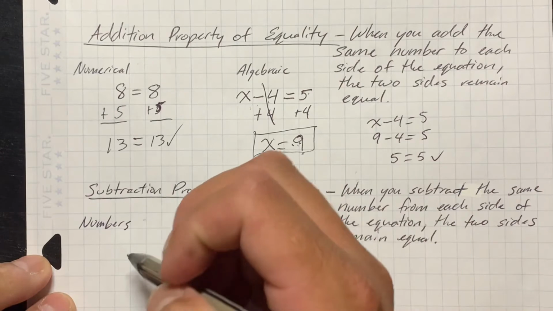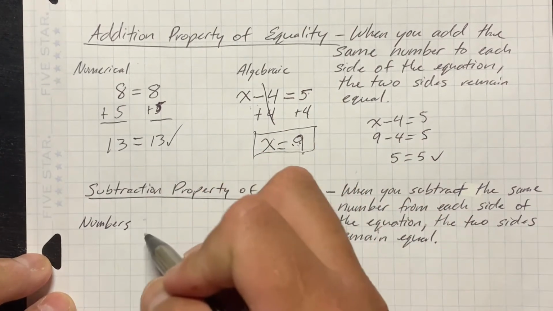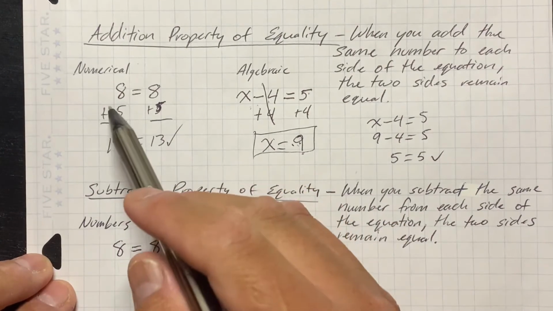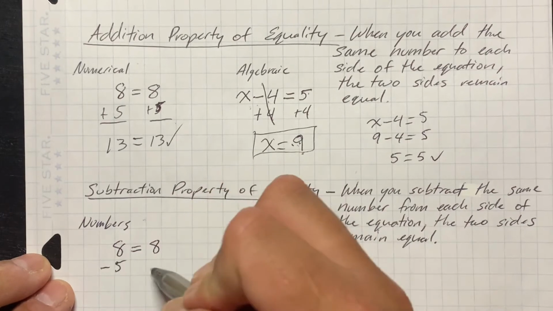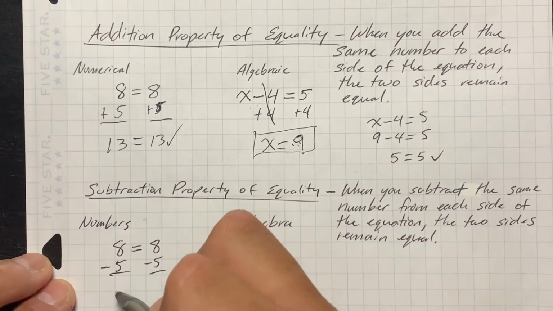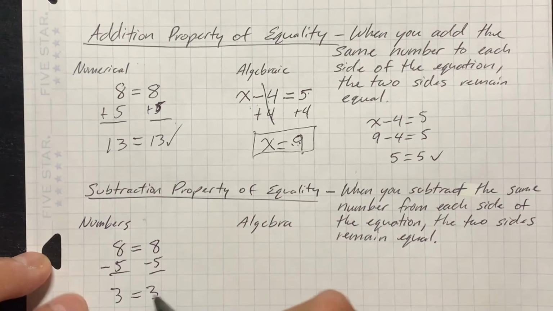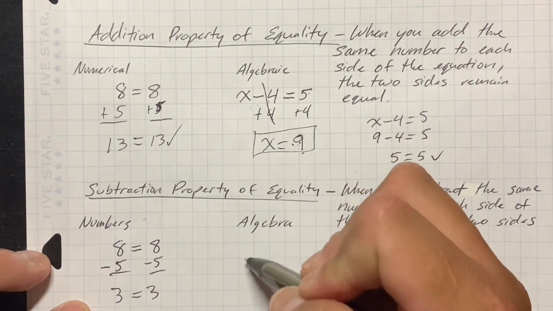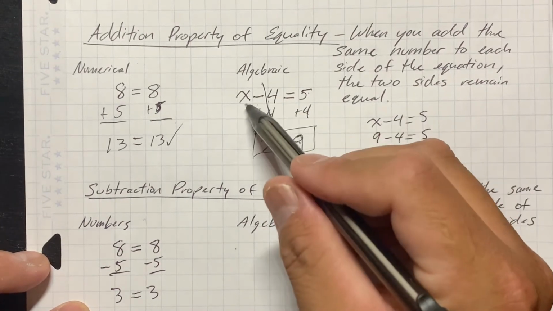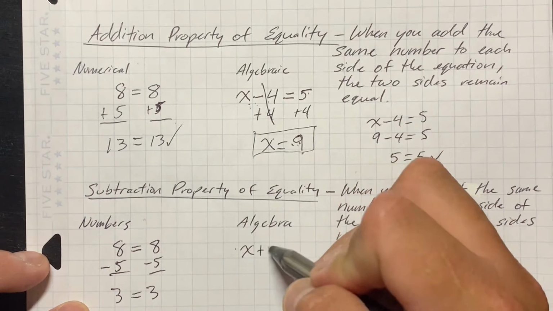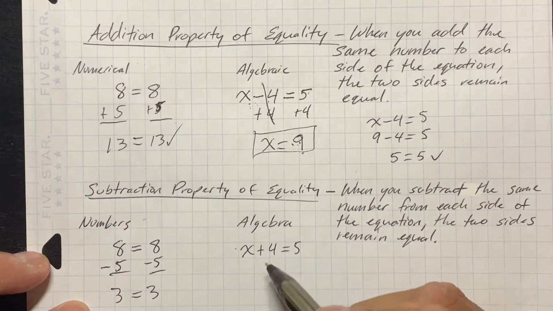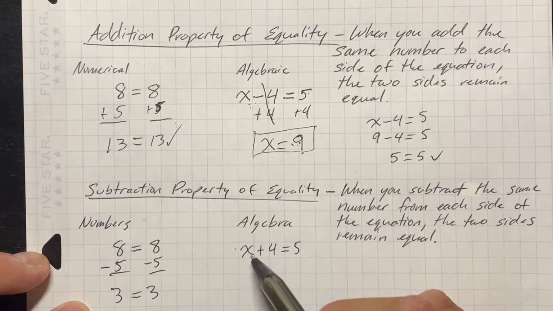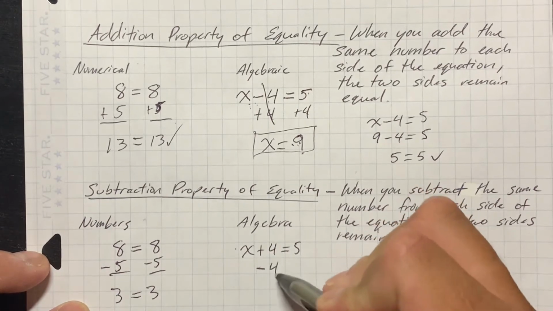So if I have, let's say, again, 8 is equivalent to 8, but instead of adding 5 to each side, if I subtract 5 on both sides, 8 take away 5 is 3, so I'm still going to have the same value numerically. But algebraically, the opposite of subtraction is addition, so x plus 4 equals 5. So instead of adding 4 on both sides of the equation, here's the equation on both sides. To isolate that x value, I'm going to subtract 4 from both sides.